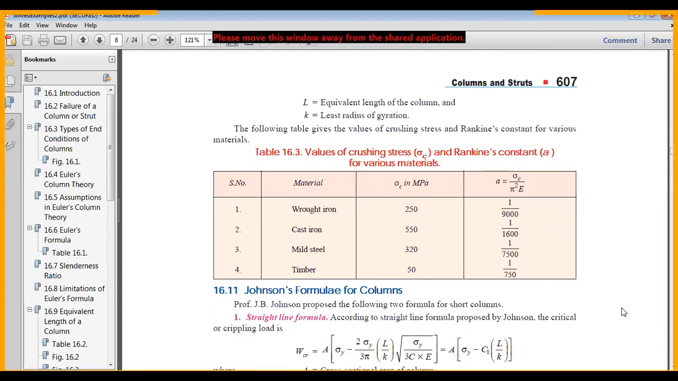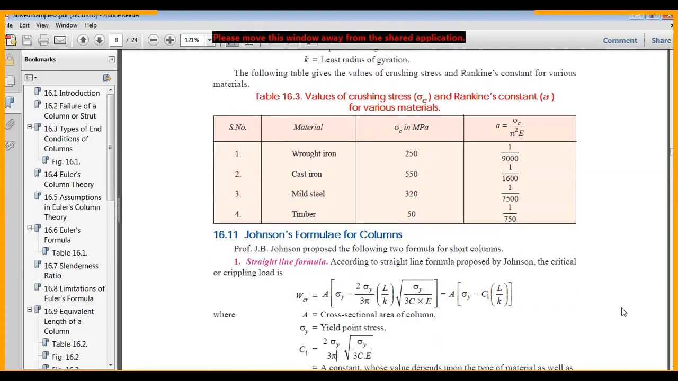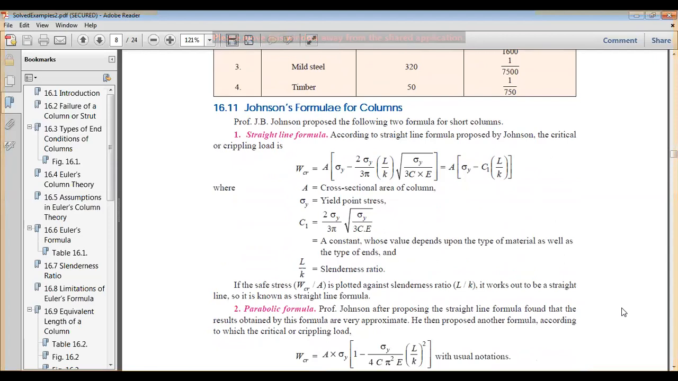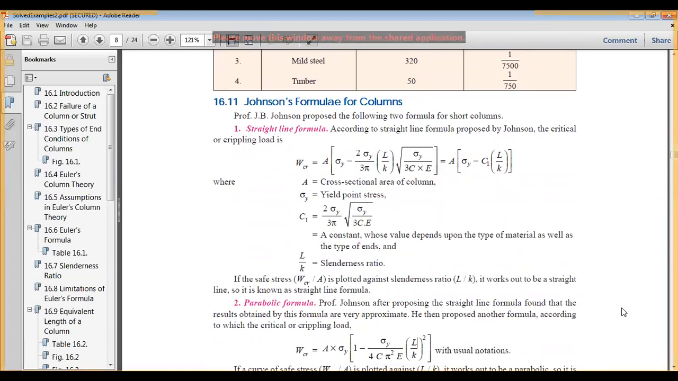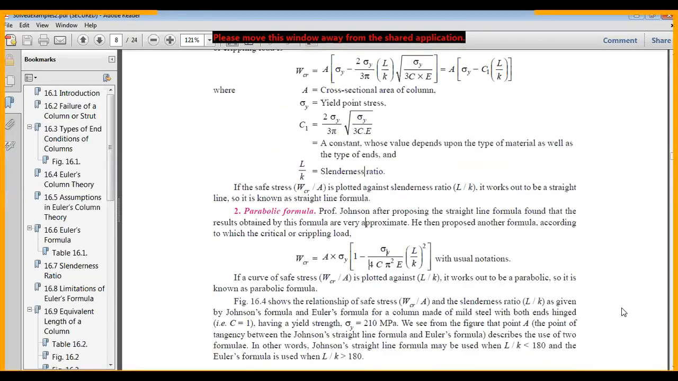Another important formula is Johnson's formula for columns, which is also given in terms of the cross sectional area A and sigma y, with the ratio L by K being the square root of the expression involving sigma y and A. So this you will check. This is again Johnson's formula for columns. So this was about the calculation of Euler's formula, crushing load, and crushing stress.